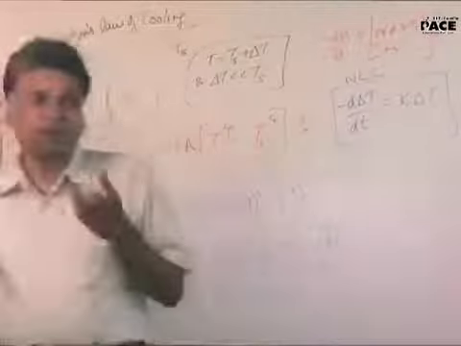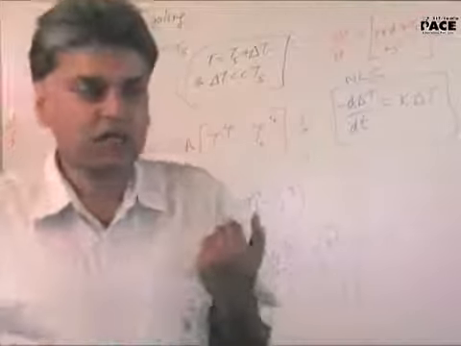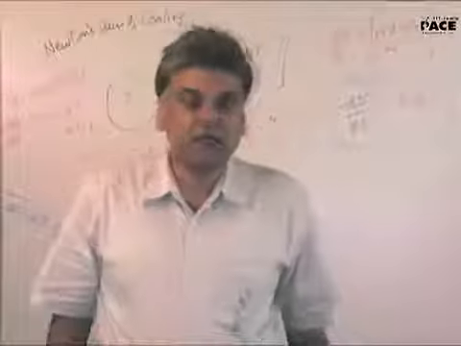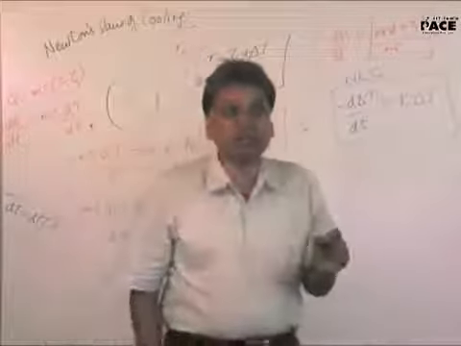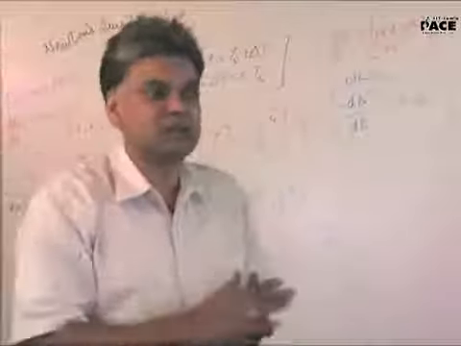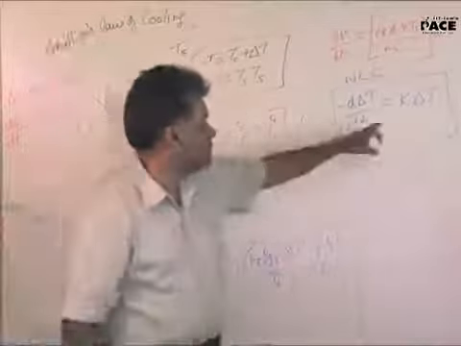If a hot cup of coffee is there at 60, surrounding is 30, then 60 to 50, let us say it goes in 5 minutes, then from 50 to 40 it will take more than 5 minutes. Because when the temperature is higher, the cooling is faster. That's the idea of this.